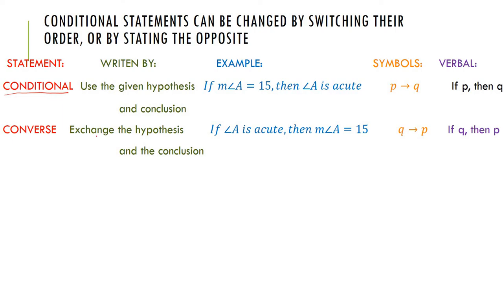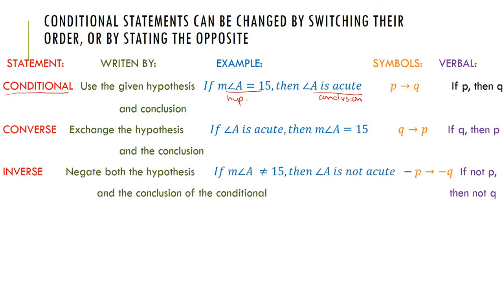The converse, we exchange the hypothesis and the conclusion. That's what I did on the last slide. So in this case, switching my hypothesis with my conclusion. So now if A is acute, then the measure of angle A equals 15. This is Q then P, or if Q then P. And you can see that now I have a false statement here.